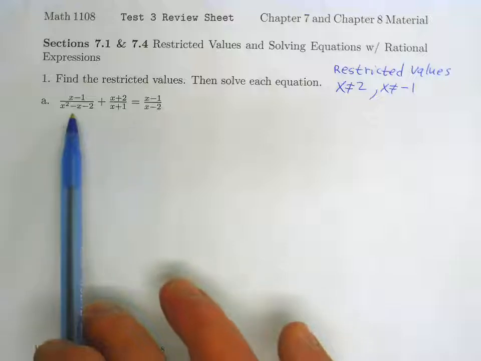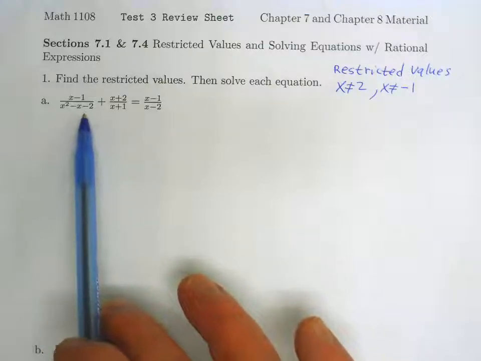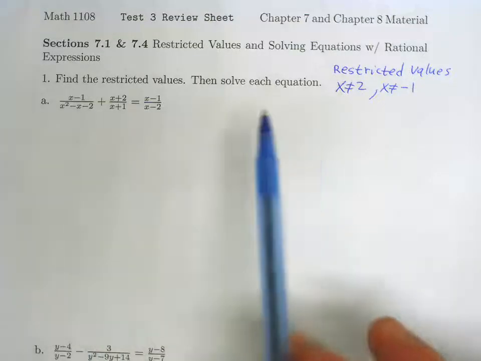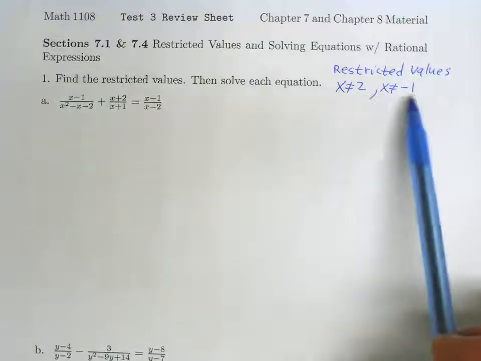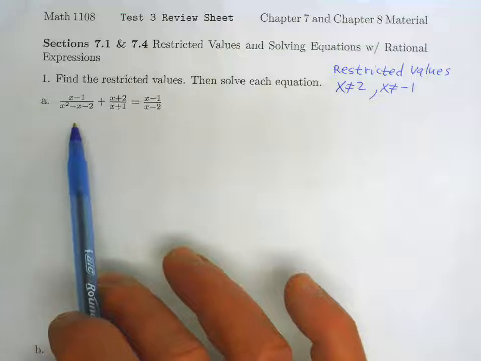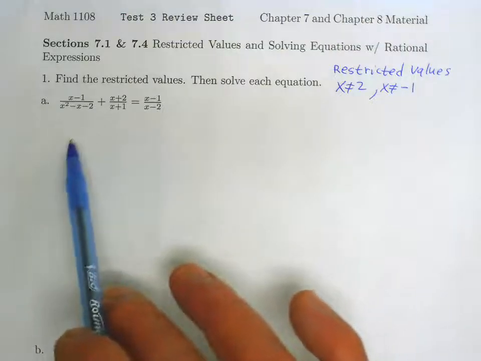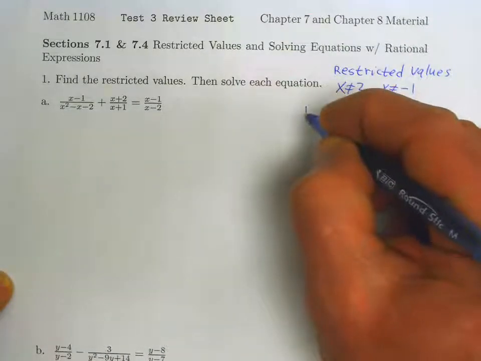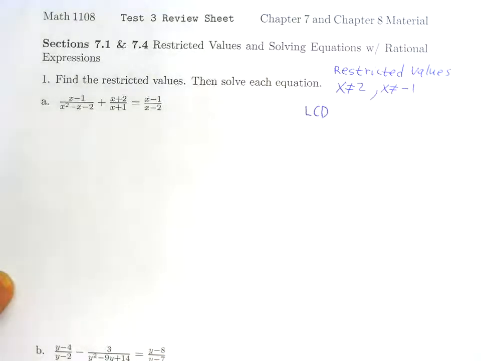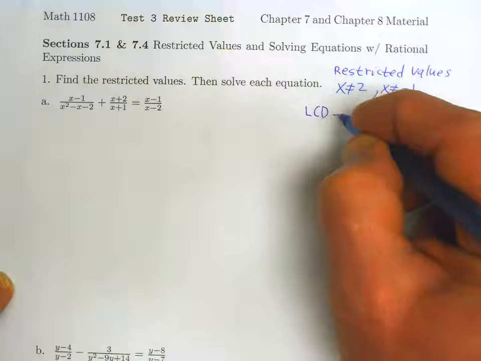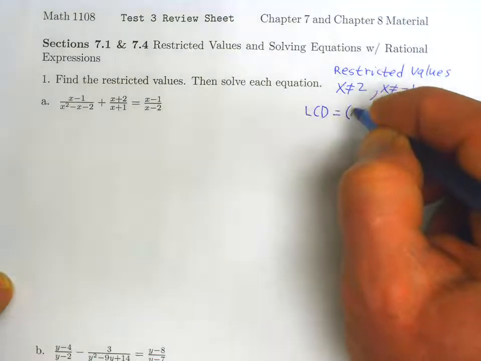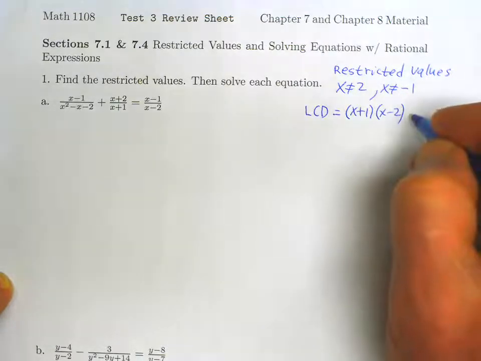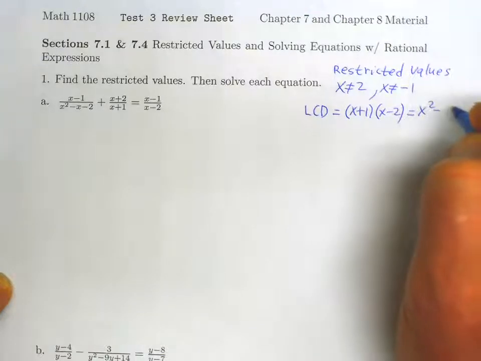And also observe that this denominator, x squared minus x minus 2, is just the product of x plus 1 times x minus 2. So we don't have any more restricted values other than 2 and negative 1. Then to solve an equation with rational expressions, we want to clear the denominators. So in order to do that, we identify what the least common multiple of the denominators is, also called the least common denominator. The least common denominator in factored form is x plus 1 times x minus 2. And in expanded form, the least common denominator is x squared minus x minus 2.